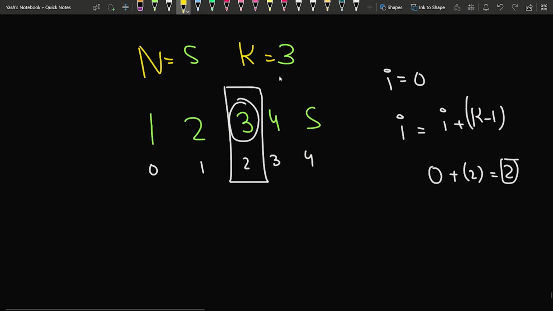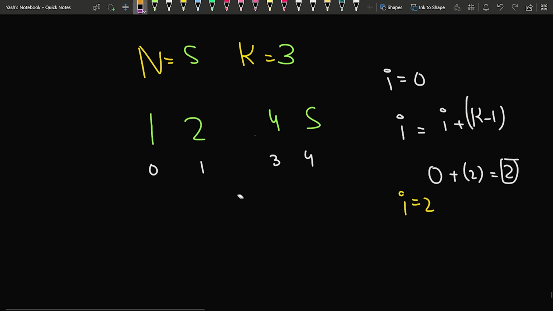When I erase this element, what will happen? Now I will stand at 2. When I remove this particular element, the indexing will also change. 4 will stand at the index 2 and 5 will stand at the index 3, because one element here has been removed. After that, now my I is standing here. Now what will happen? I need to kill again.